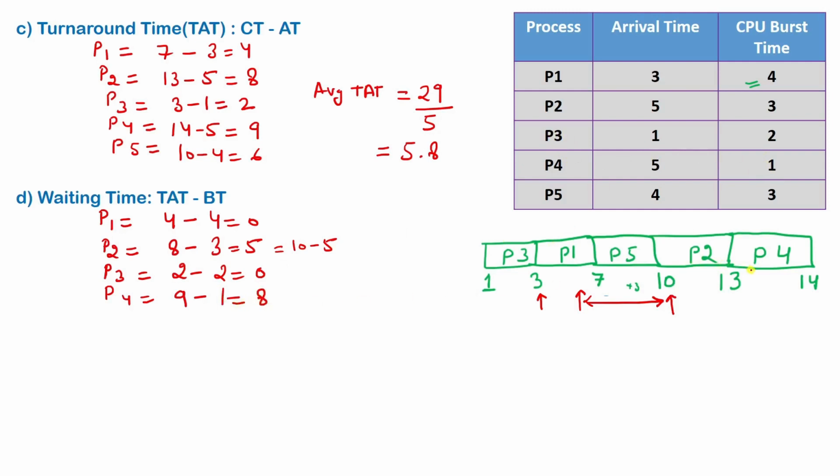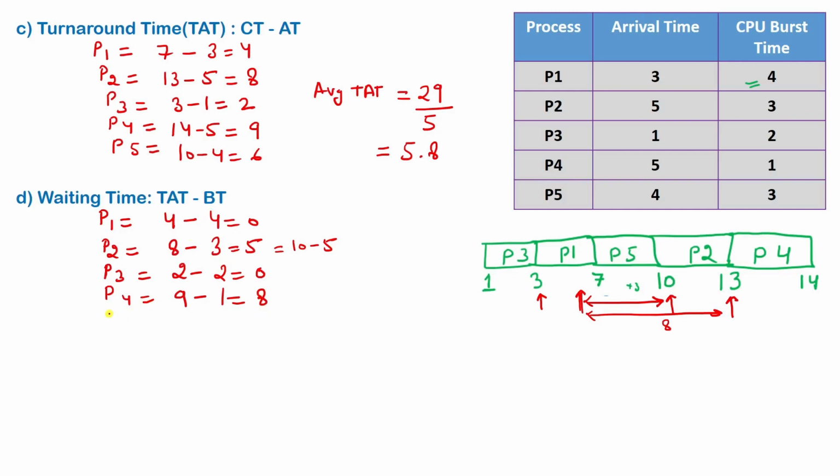Here also you can see P4 got the CPU here and the arrival time is 5, something like here. So for this period, 13 minus 5 it waited. 13 minus 5 is actually 8. So this is the 8 units for which it was waiting inside the ready queue. Again we got the same thing from this formula also.